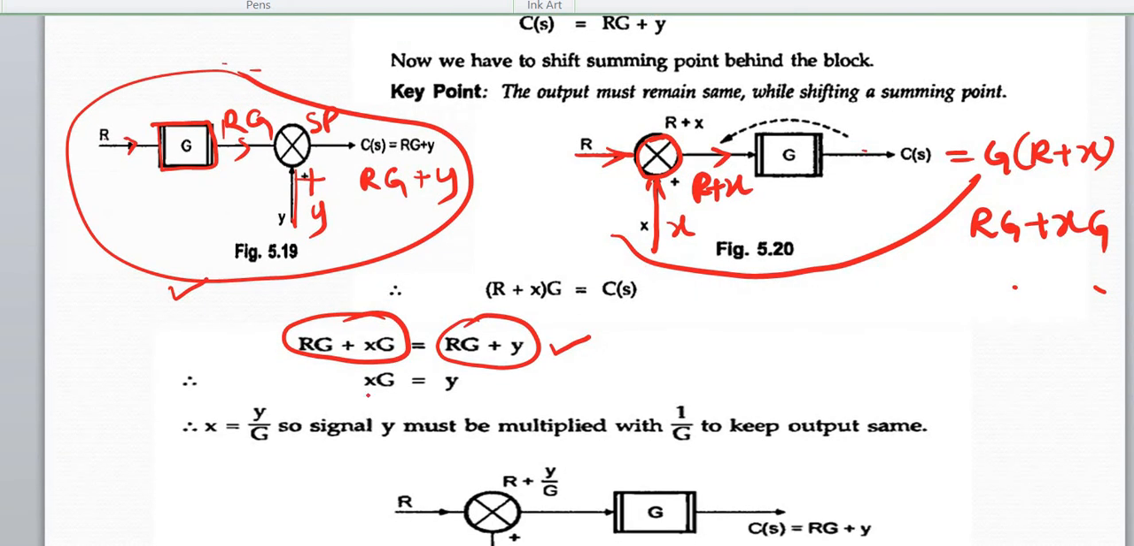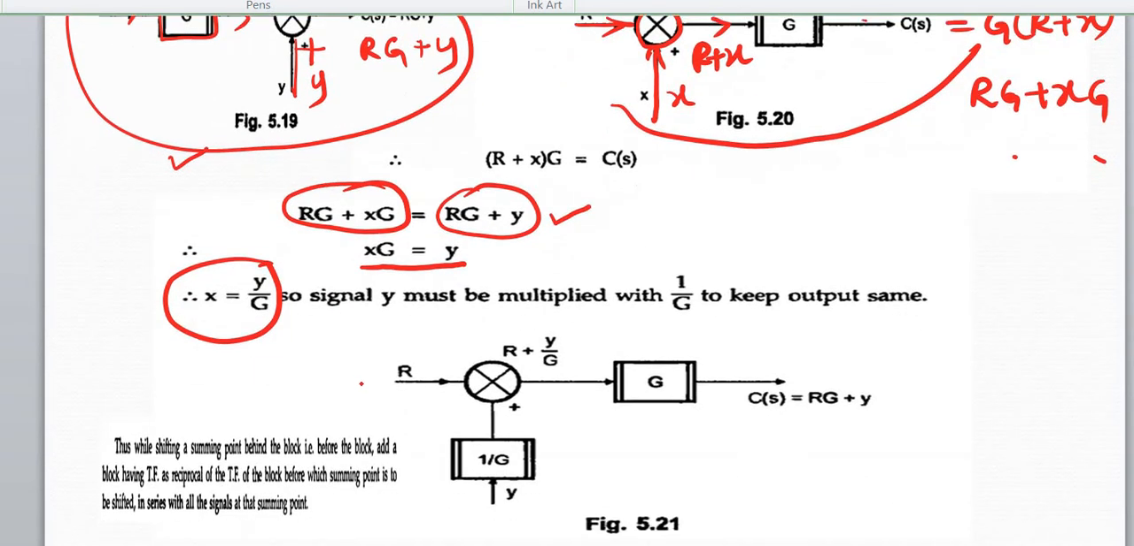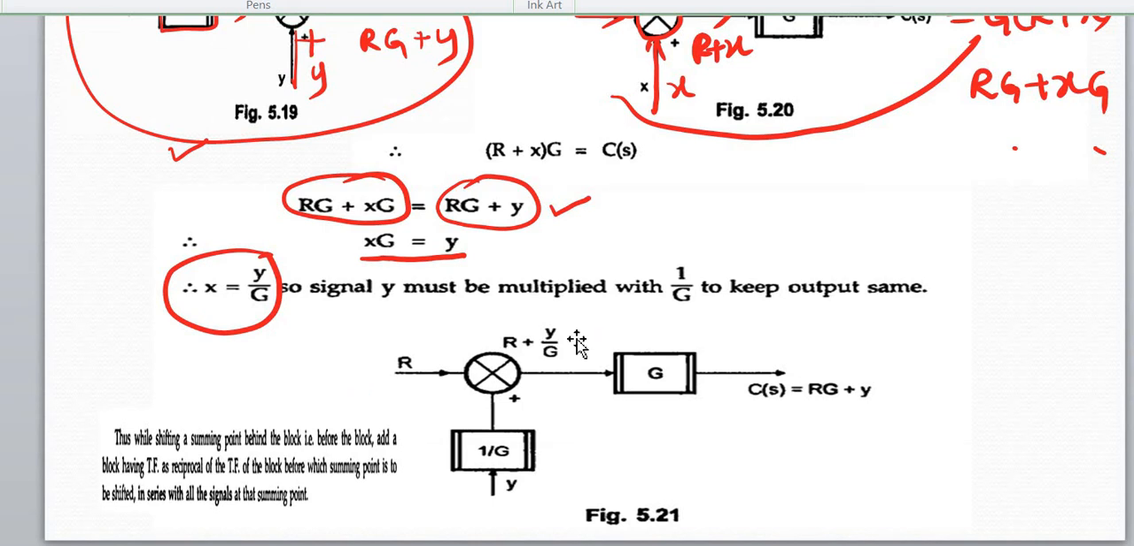So if I equate both of them, I get XG equal to Y, or X is equal to Y by G. My signal is Y and I want Y by G. What I can do is multiply the signal Y with a block having a transfer function of 1 by G. Multiply means I will connect in series with a block 1 by G.